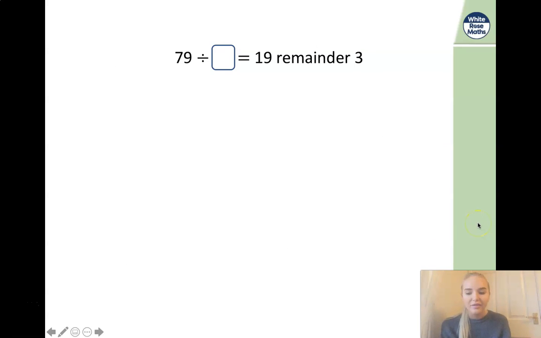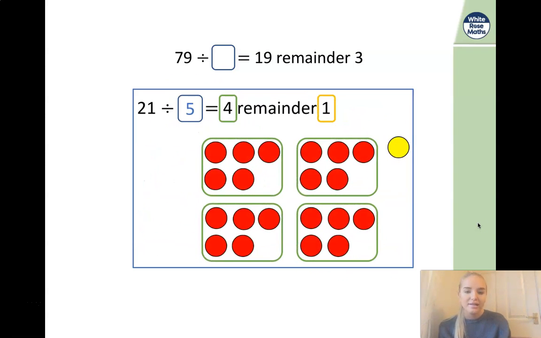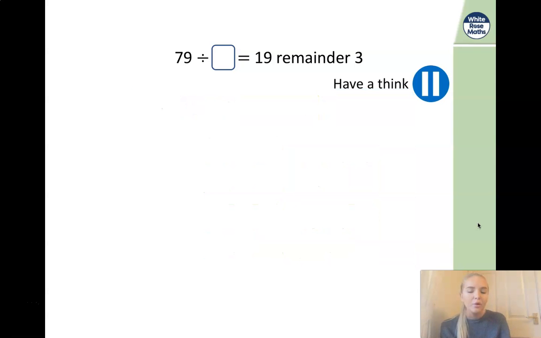Okay, let's have a look at this question here. 79 divided by something equals 19 remainder 3. This is quite similar to the question that we looked at yesterday, and we're going to have a go at working it out today. Pause the video before we work through it together and have a think, how could you work this question out? Off you go.